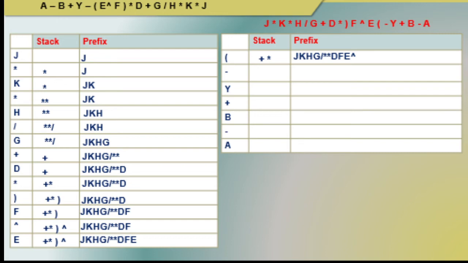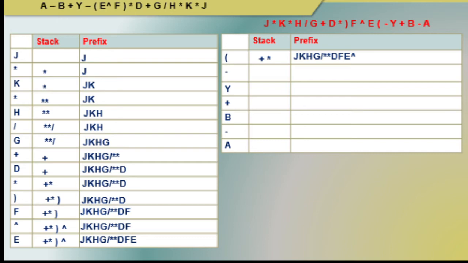exponent symbol. And then next we have our subtraction operator. Okay, our incoming operator is subtraction. The top of the stack is multiplication operator. Since the incoming operator has lower priority than the top of the stack, according to the rule, we must pop the top of the stack and write it in our output.